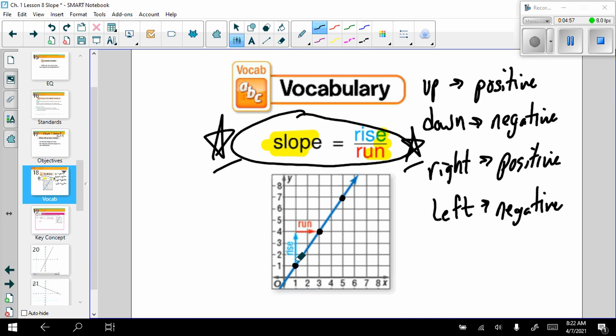So if I count rise, I go up 1, 2, 3. See how I didn't count the original spot? You count as you go up. 1, 2, 3. So I went up 3. That is a positive 3. And I went over, again, 1, 2. So I go over 2. So my slope, my m, is equal to 3 over 2.